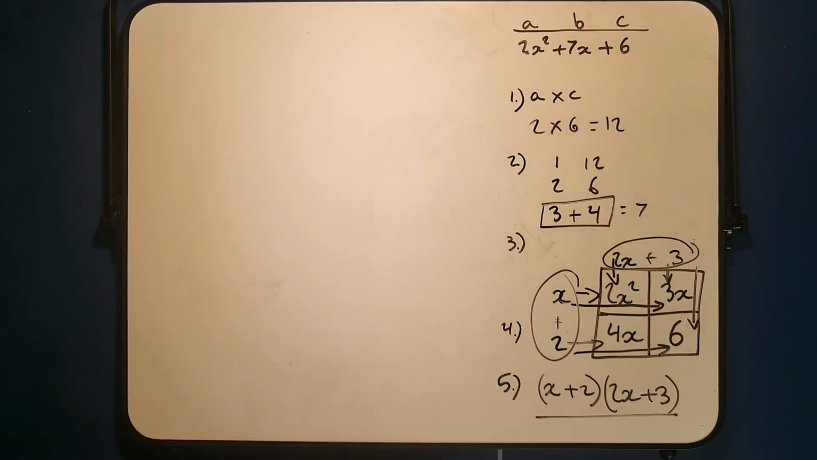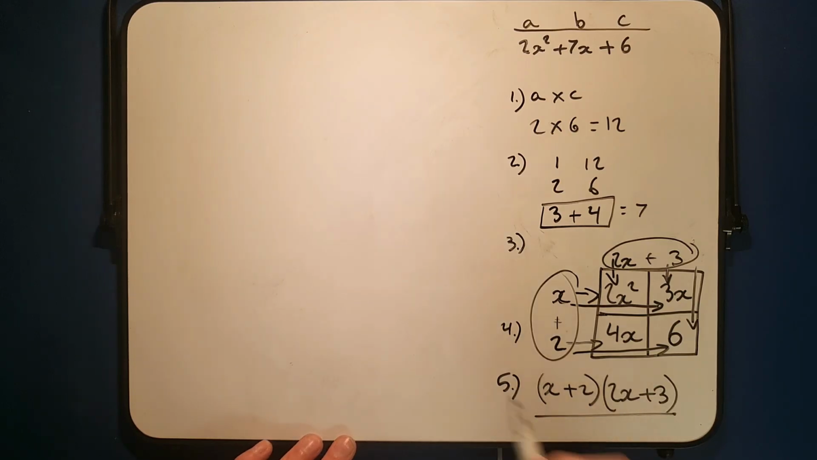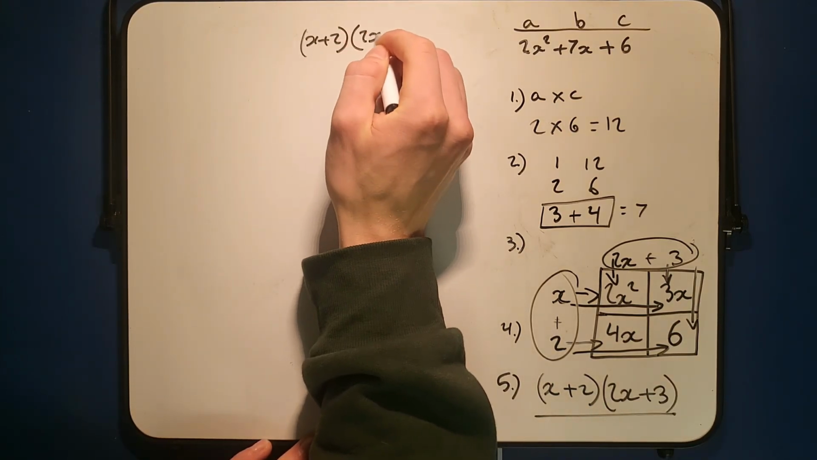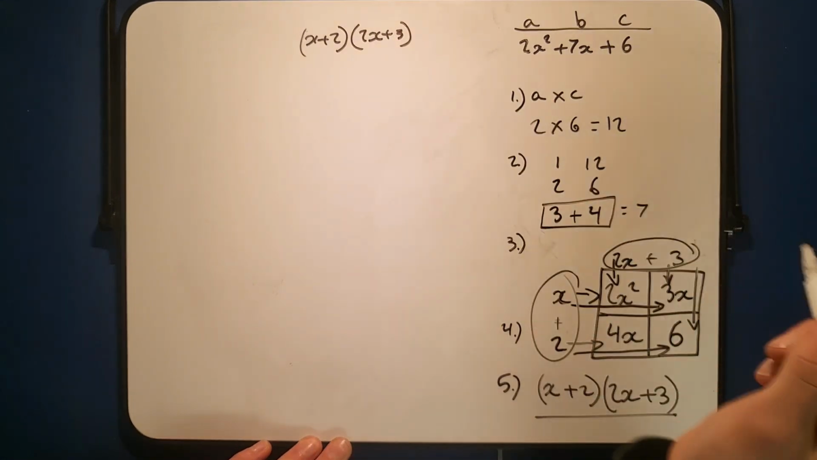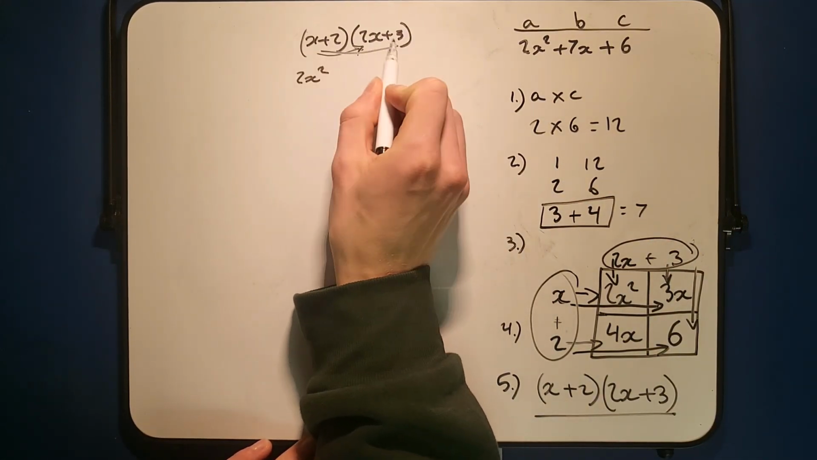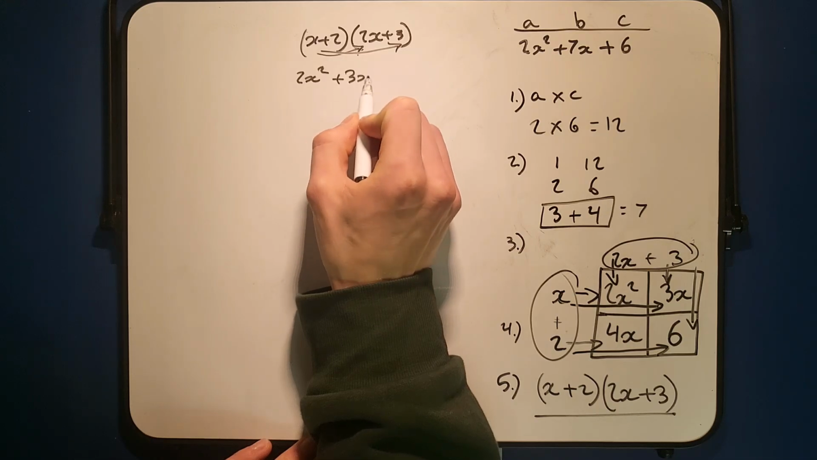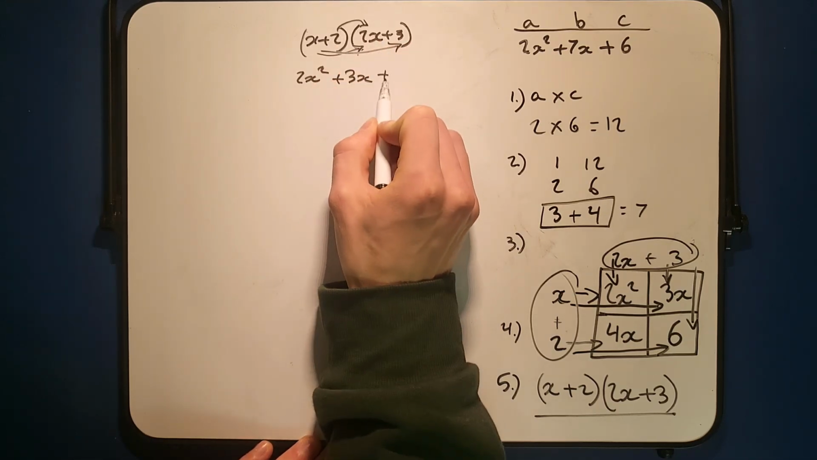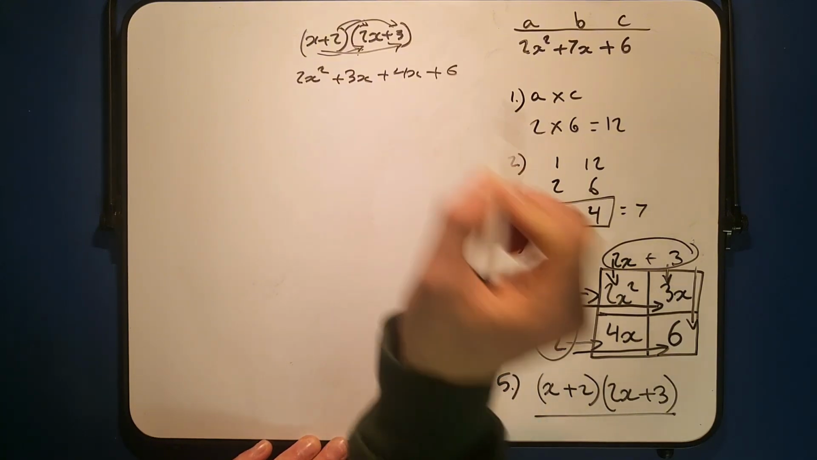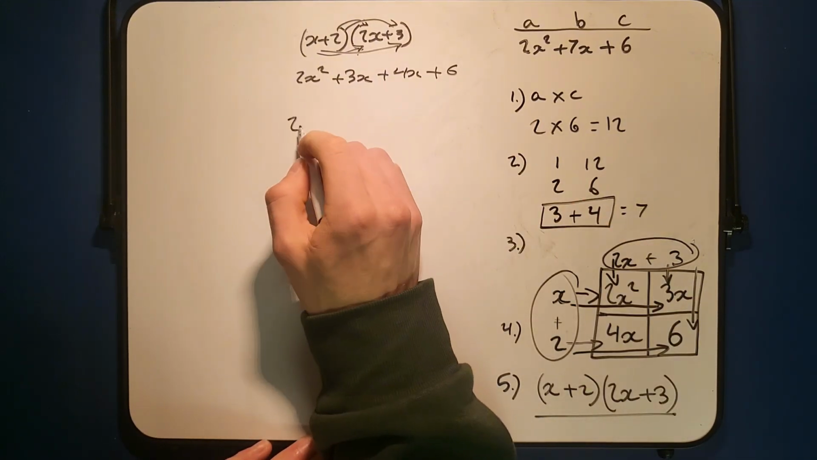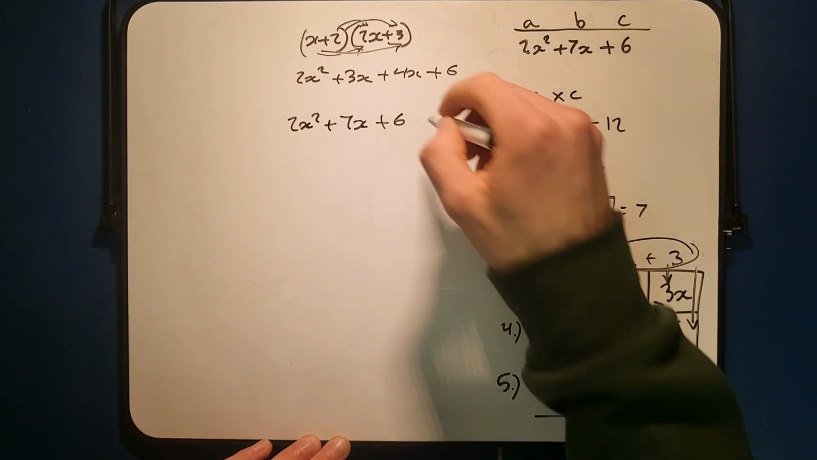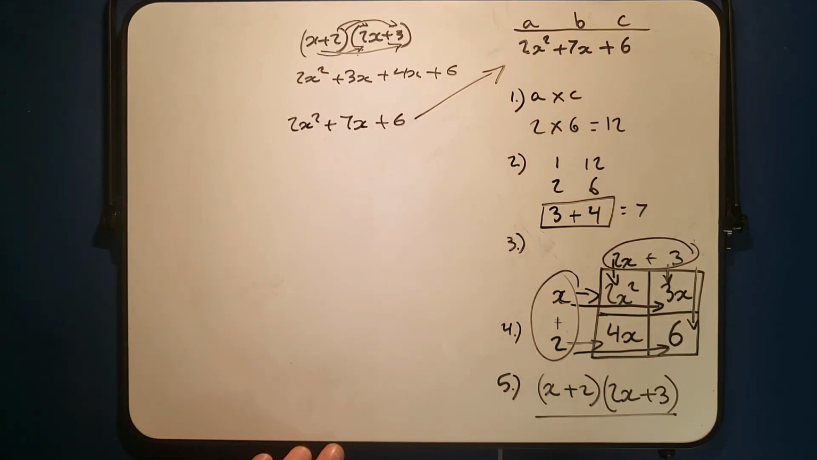And to prove that we've done this process correctly, we're going to expand these two brackets. So we have x plus 2 and 2x plus 3. So we multiply these terms together, 2x squared, these two plus 3x, these two plus 4x, and these two plus 6. And that gives us 2x squared plus 7x plus 6. And that matches our original quadratic.